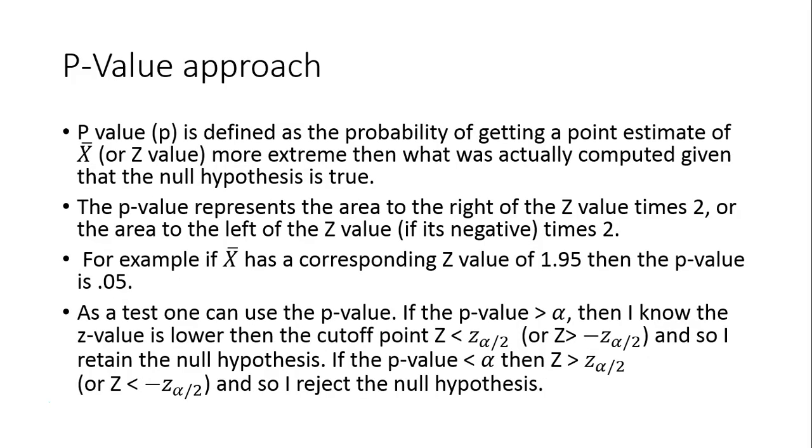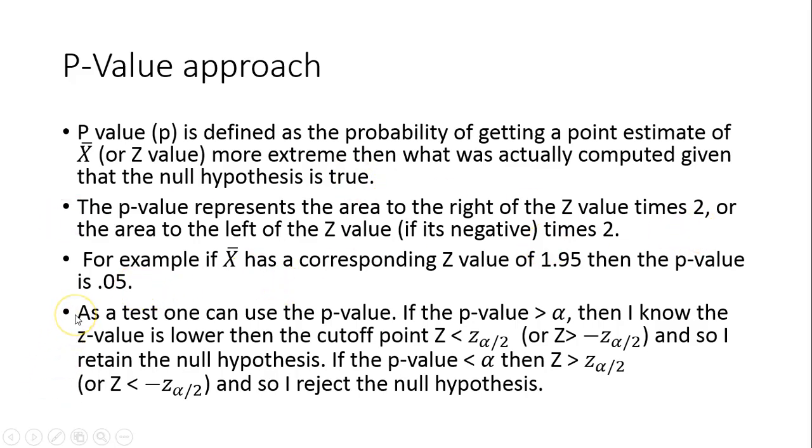Now there's also something called the p-value. The p-value is defined as the probability of getting a point estimate of x bar or z-value more extreme than what was actually computed, given that the null hypothesis is true. The p-value represents the area to the right of the z-value times 2, or the area to the left of the z-value if it's negative, times 2. For example, if x bar has a corresponding z-value of 1.95, then the p-value is 0.05.